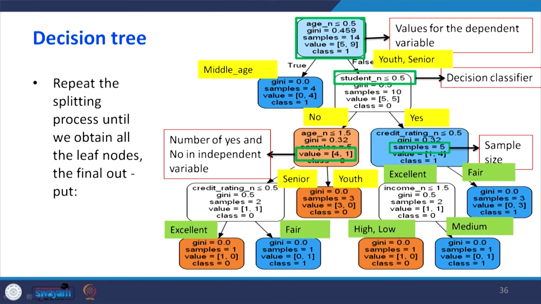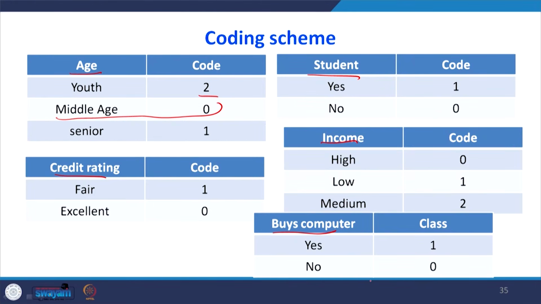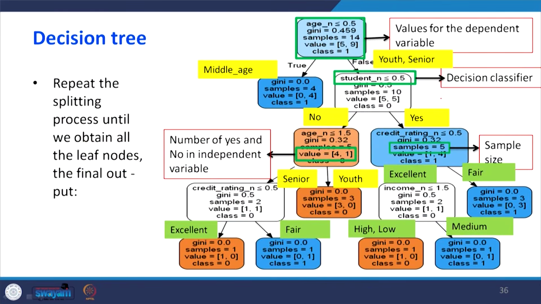Then we are taking student underscore n as another attribute for further classification. When it is less than 0.5, we have to see what that means, because for student we have coded yes equal to 1, no equal to 0. When I say n is less than 0.5, that represents no. When the student is no, that is why when the condition is true, it is no. This is true, this is false. This is one branch. When it is yes, there is another branch.